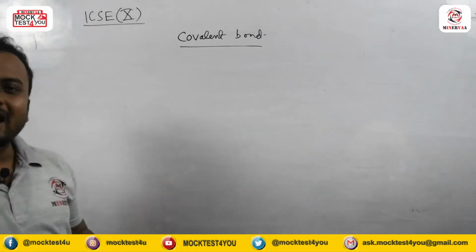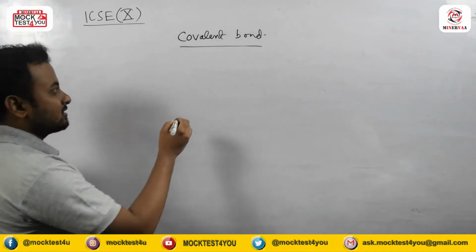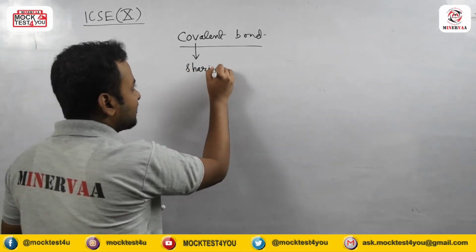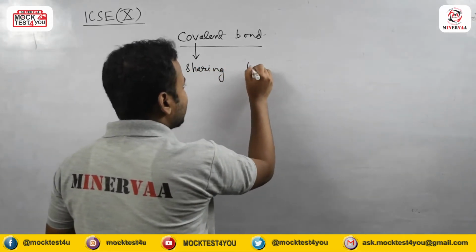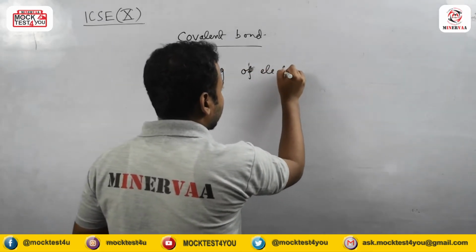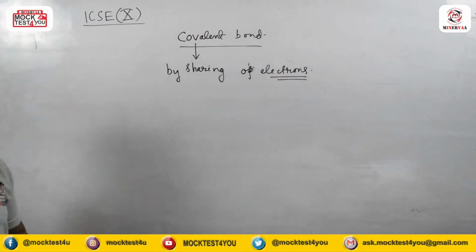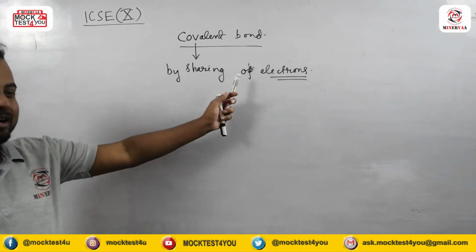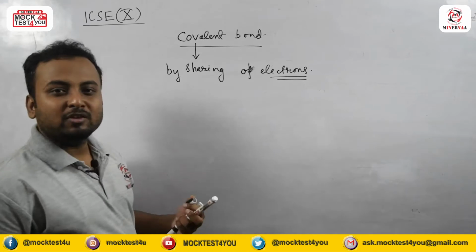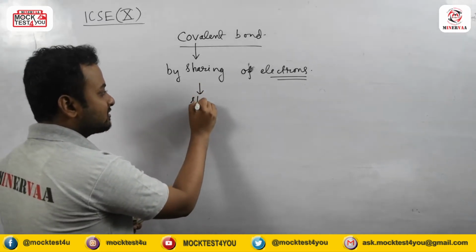We have already seen ionic bond or electrovalent bond, which forms through the transfer of electrons. But what happens in covalent bond? It is formed by sharing of electrons. It is more towards a friendly kind of bond. In friendship we share our tiffin with one another. Similarly, in covalent bond they share electrons.